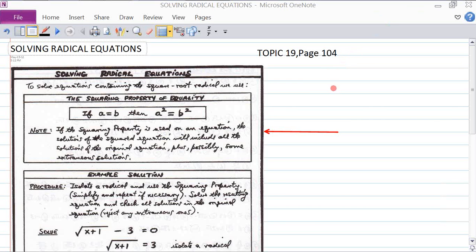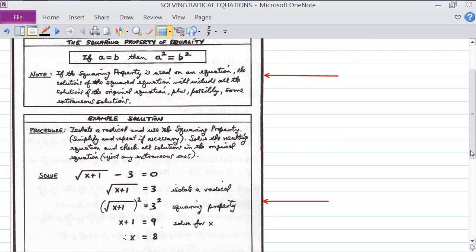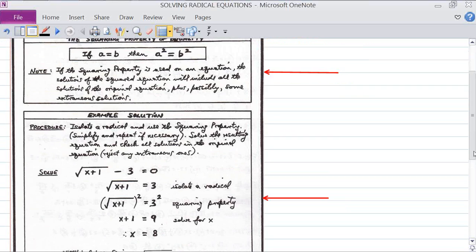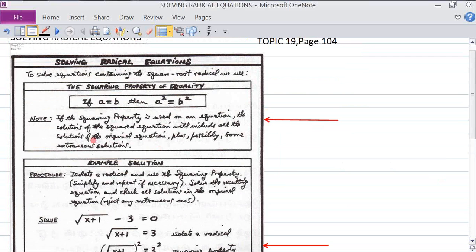So this is the introduction to topic 19, solving radical equations. And we're going to look at page 104, and there are two main parts to this. So the first thing we're going to look at is the squaring property of equality, which we need to use in order to solve radical equations. And then we're going to see an example of how we apply this.